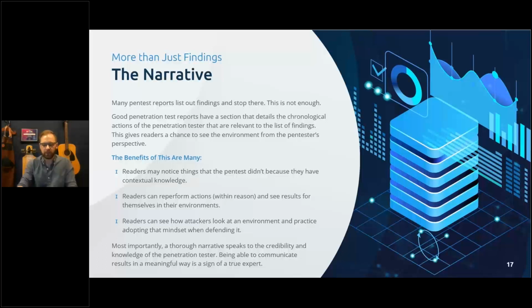It also is a window into the way we think. Pen testers think differently from defenders. There are natural differences there. That's one of the reasons why when we work together, it's so productive. But readers of reports can see how attackers look at an environment versus how they look at their environment, and practice adopting that mindset when they're ultimately charged with defending it.